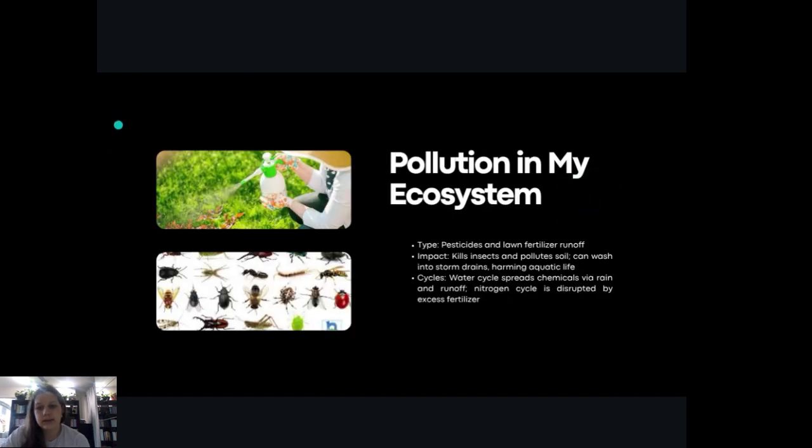Pollution in my ecosystem. Pollution is another major threat. In my backyard, I found examples like fertilizer and pesticide runoff from lawns. These pollutants can get into the soil and water, harming worms, insects, and even plants. Pollution also travels up the food web. For example, toxins in the soil can end up in predators like hawks or owls through bioaccumulation.